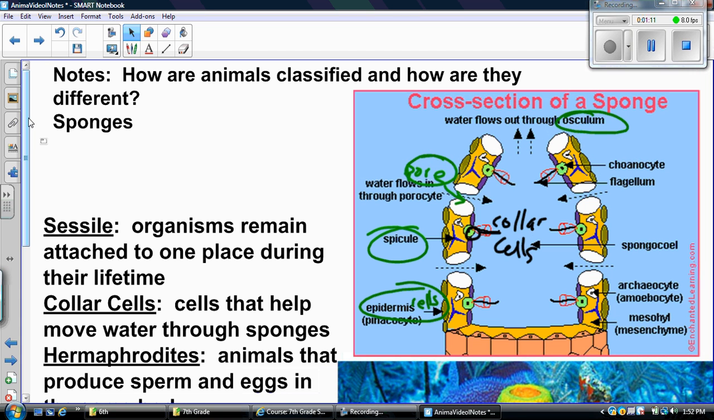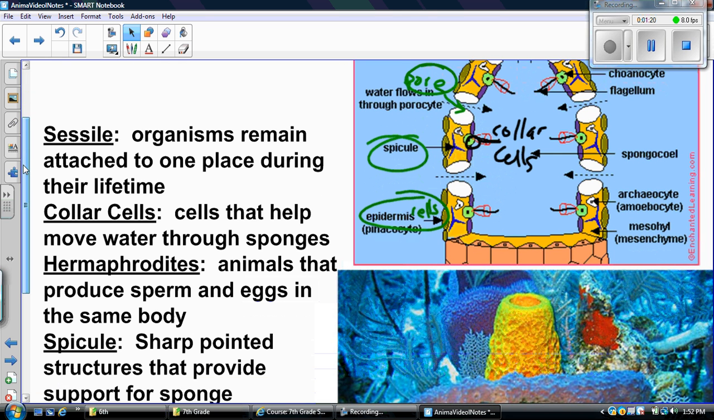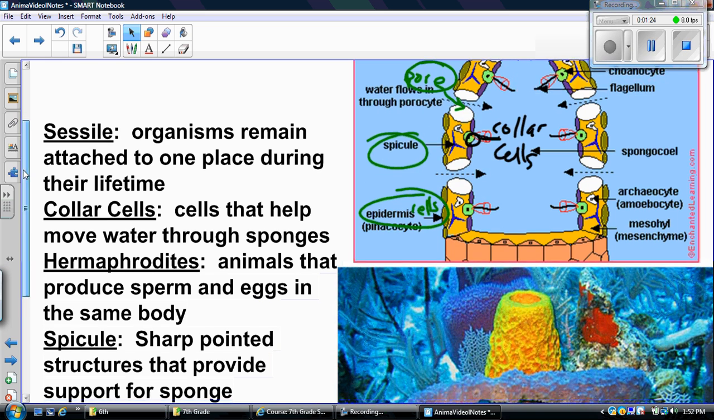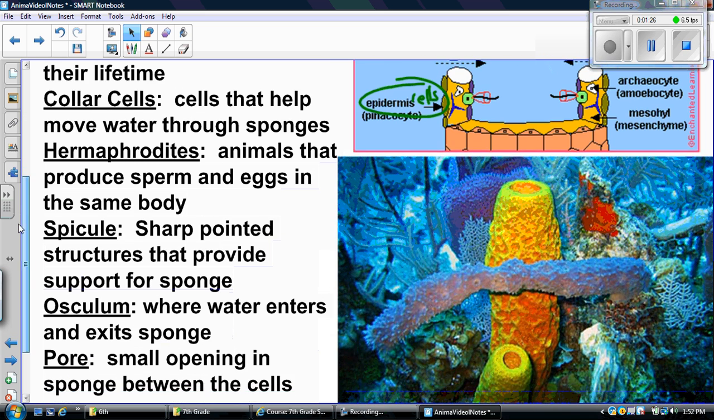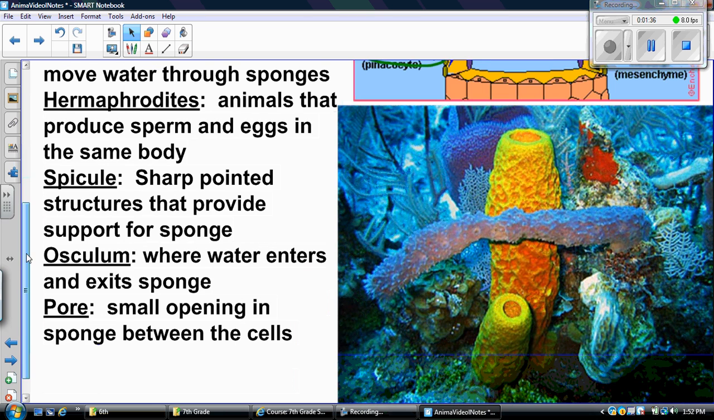Okay, they have collar cells, which are cells that help move water through the sponges, those opening spaces. They are hermaphrodites. These are animals that can produce sperm and egg in the same body. They have a spicule, which is a sharp-pointed structure that provides support for the sponge, an osculum, where water enters and exits the sponge, and a pore, small openings in the sponge between the cells.